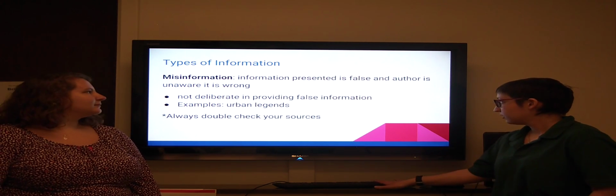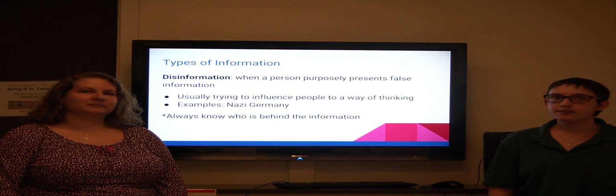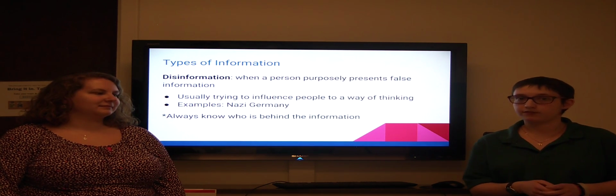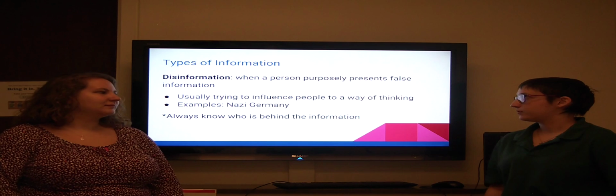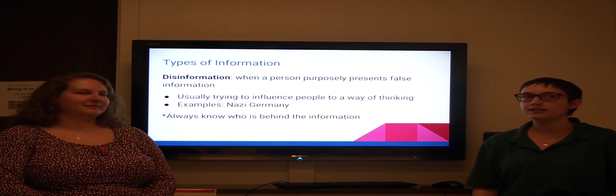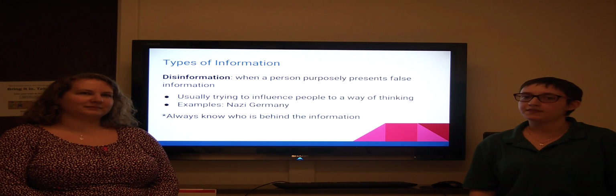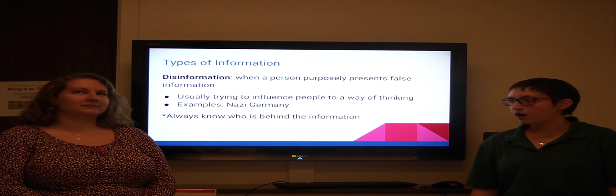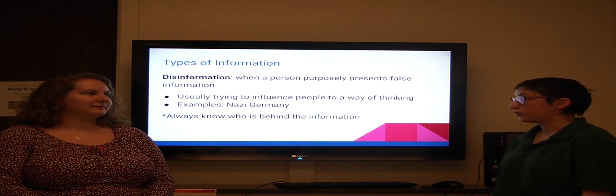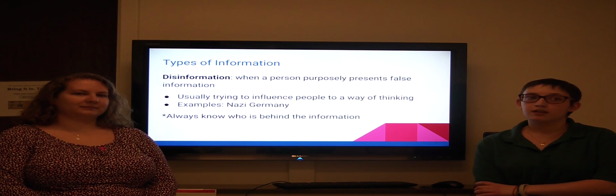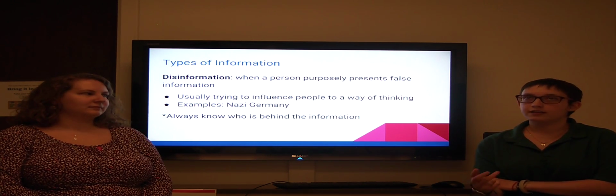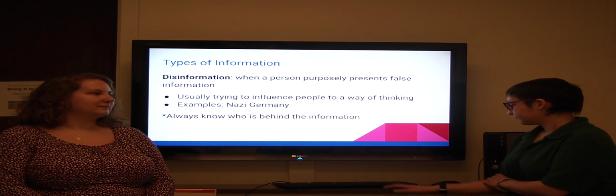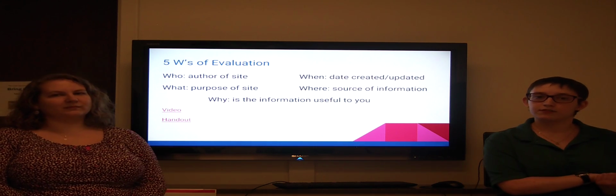The third type is disinformation. Now this is sort of the worst kind because this is when a person purposely presents false information. A really big example of this would be Nazi Germany, where they're deliberately telling false information about people that they didn't like in order to sway public opinion against them. This is the most malicious kind, and it's why it's very important to always know who's behind the information that you're reading, because a lot of times websites attached to particular groups will present false information to smear other groups. So those are the three kinds of false information.